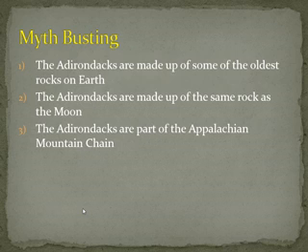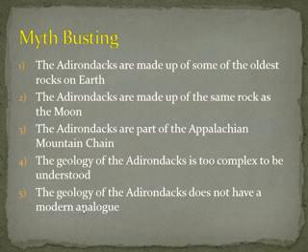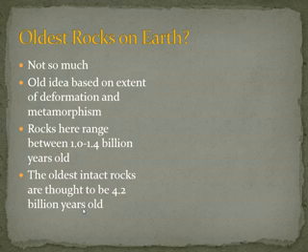The third is that the Adirondacks are part of the Appalachian mountain chain. That is patently false, although it does occur on some signs in the park. Number four, the geology of the Adirondacks is too complex to be understood, and I think we can make some statements about how that is a misconception that was propagated before we had the tools to accurately understand it. And then number five, the geology of the Adirondacks does not have a modern analog, and I'd like to propose a modern analog to explain what we see here.